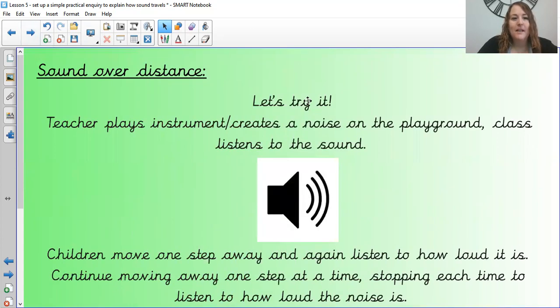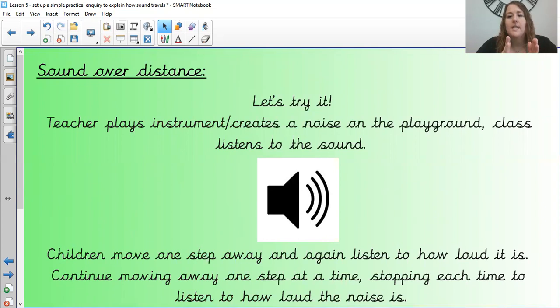Okay. So sound over distance. If I was in school with you, I would be trying this with you. So I'm going to ask you to imagine it for now, or ask a parent or Mrs. Chamberlain maybe to get involved. So it says for the teacher to play an instrument or create a noise of some kind on the playground, and then the class will listen to the sound. So you've got to make sure that you hear it first of all. And then every time Mrs. Chamberlain bangs it, or your parent does, or you're outside in your space, to move one step away and to listen to the sound again, and to continue moving away one step each time, but stop and listen to how loud it is.